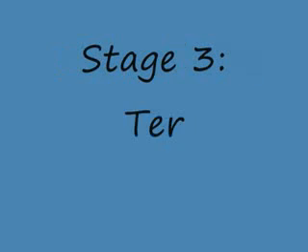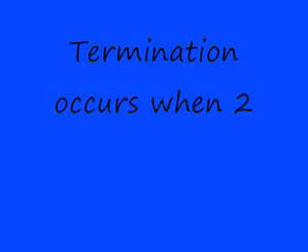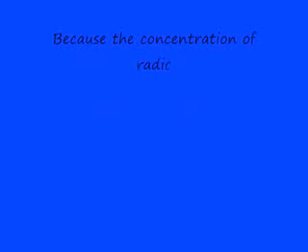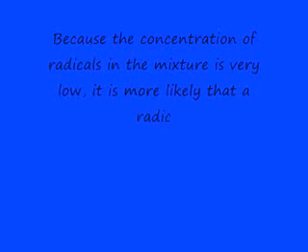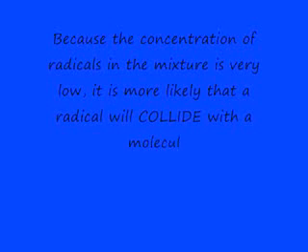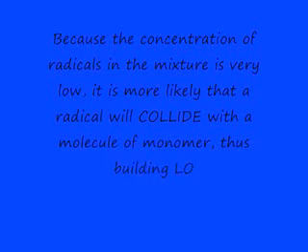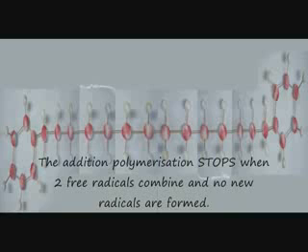Stage 3, termination. Termination occurs when two radicals combine. Because the concentration of radicals in the mixture is very low, it is more likely that a radical will collide with a molecule of monomer, thus building long chains. The addition polymerization stops when two free radicals combine and no new radicals are formed.